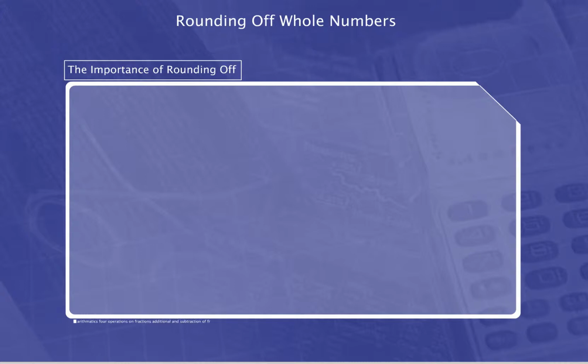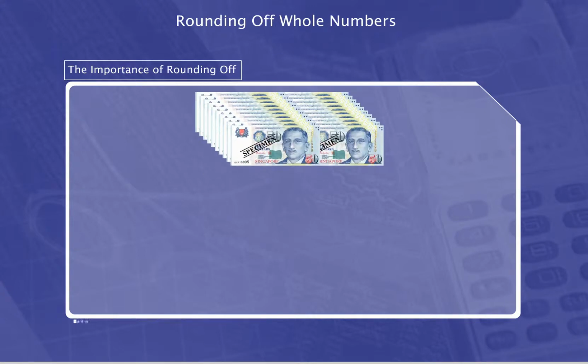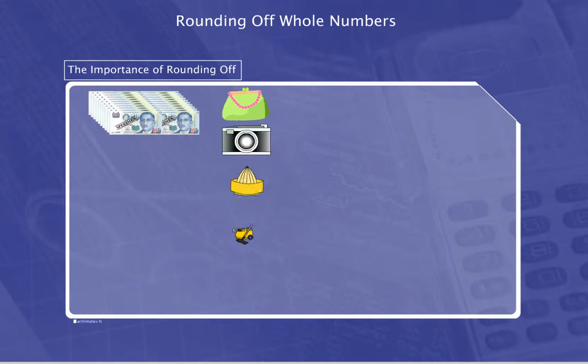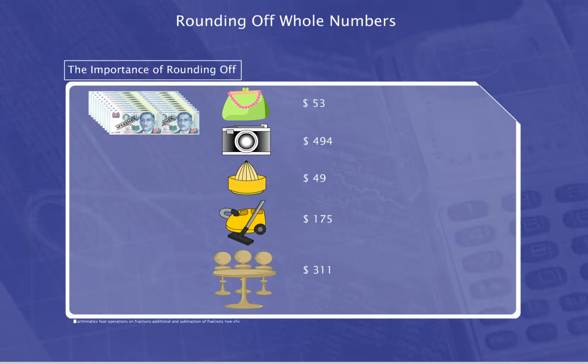We use approximation to find something out more quickly than the regular way. For example, you had $1,000 to spend. So you went to a departmental store and found the following items and their prices. You wanted to know whether you could buy all the items.